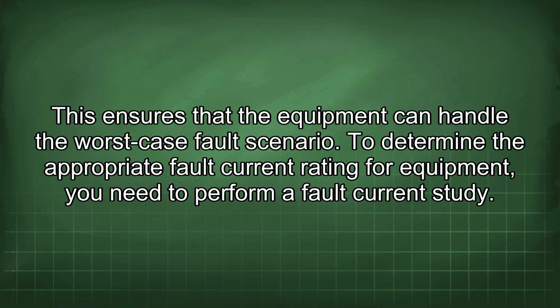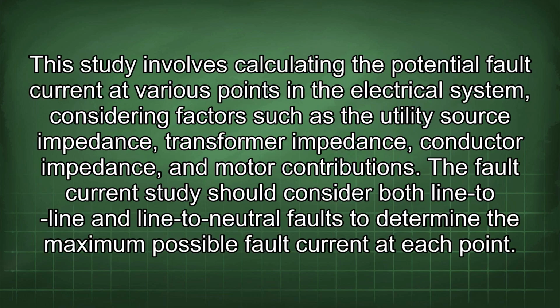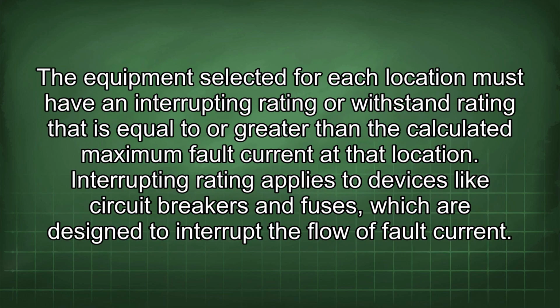To determine the appropriate fault current rating for equipment, you need to perform a fault current study. This study involves calculating the potential fault current at various points in the electrical system, considering factors such as the utility source impedance, transformer impedance, conductor impedance, and motor contributions. The fault current study should consider both line-to-line and line-to-neutral faults to determine the maximum possible fault current at each point. The equipment selected for each location must have an interrupting rating or withstand rating that is equal to or greater than the calculated maximum fault current at that location.